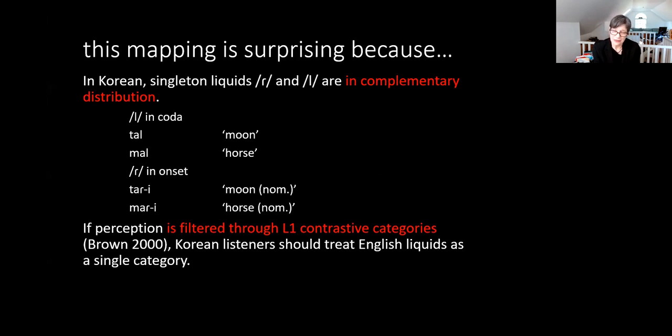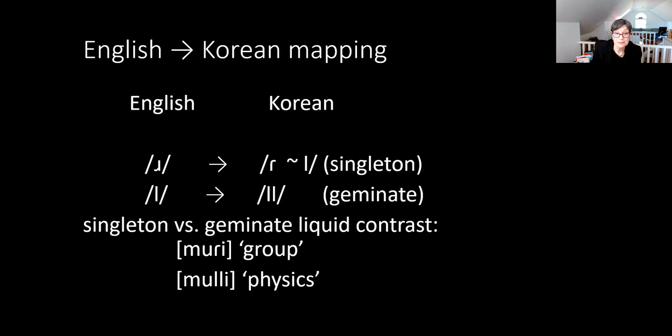And in terms of the phoneme system, this is surprising because singleton liquids in Korean are in complementary distribution. So there are very productive alternations between single L and the tap. So single L appears in coda, the tap appears in onset. So on the view that perception is filtered through the L1 contrastive categories, we would expect Korean listeners not to pay any attention to the difference between R and L if they're interpreting English R as their tap. So then they should merge it with English L.